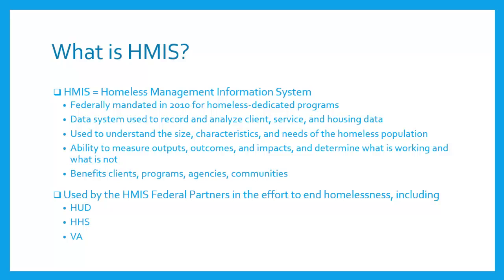The HMIS is mandated by HUD to help us understand the scope of the homelessness problem. HHS and the VA work with HUD as the HMIS federal partners. Data from the HMIS helps us to measure outputs, outcomes, and impacts, determine what is working and what is not, and can be used to understand size, characteristics, and needs of the homeless population at project, system, local, state, and national levels. This regional, comprehensive system benefits clients, programs, agencies, communities, and the nation at large.